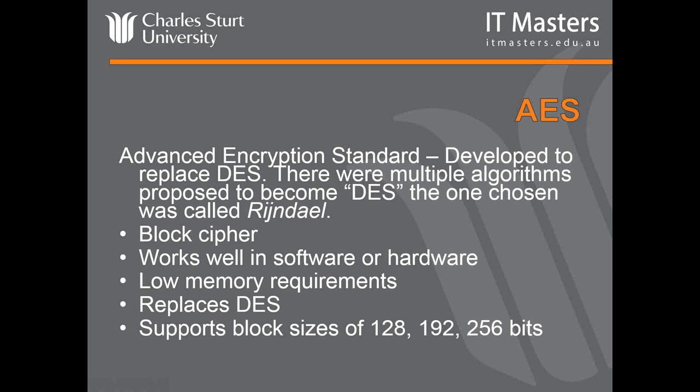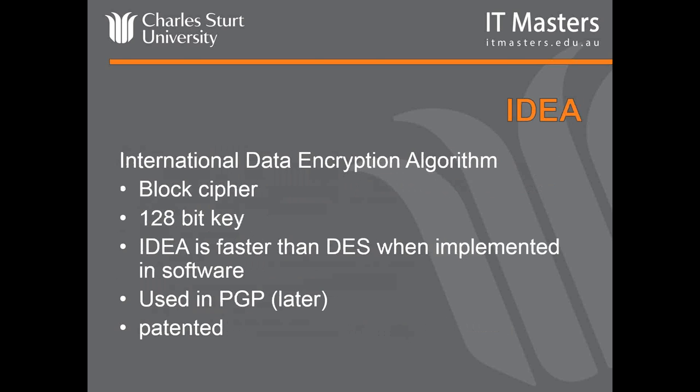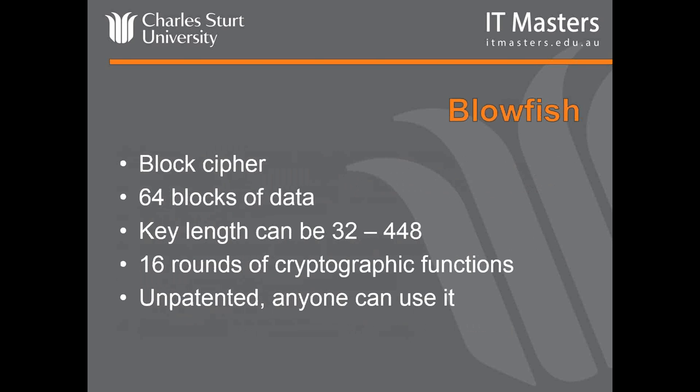AES, or Advanced Encryption Standard, was really developed to replace DES. Multiple algorithms were considered to replace DES, and the one actually chosen was Rijndael. That's a block cipher, works well in both software and hardware, low memory requirements, fast and inexpensive, and comes in various block sizes. IDEA, a block cipher, 128-bit key, faster than DES in software, used in PGP, patented. Although a patent doesn't last forever.